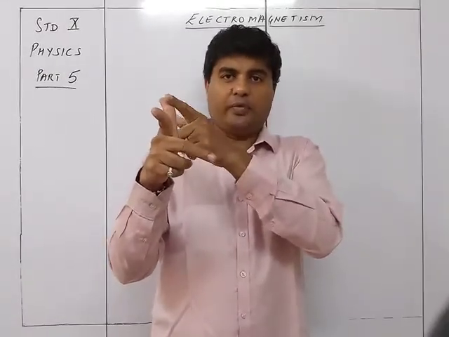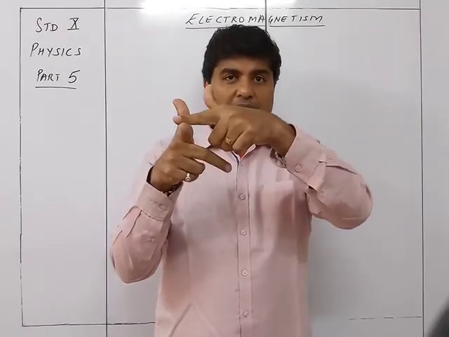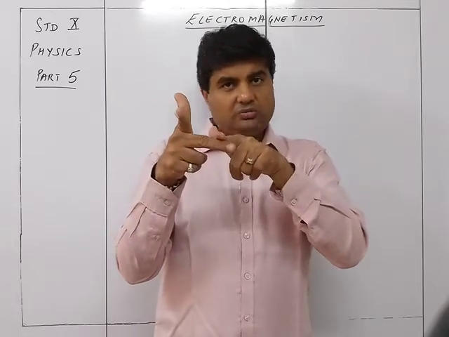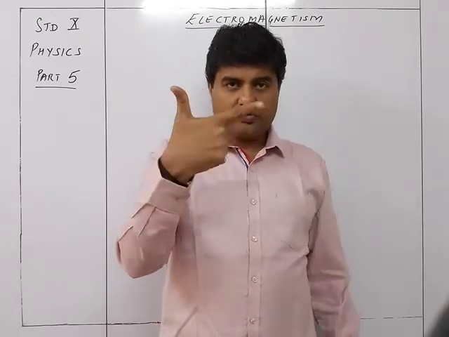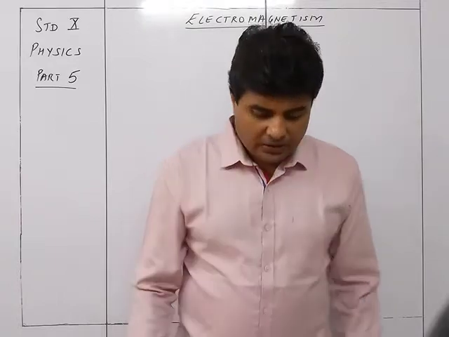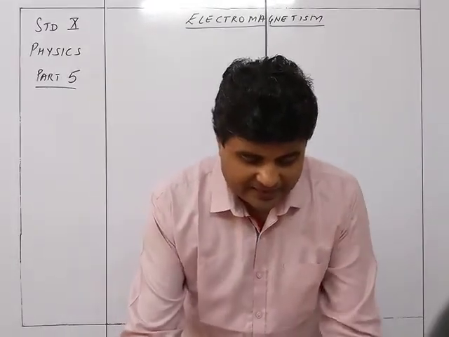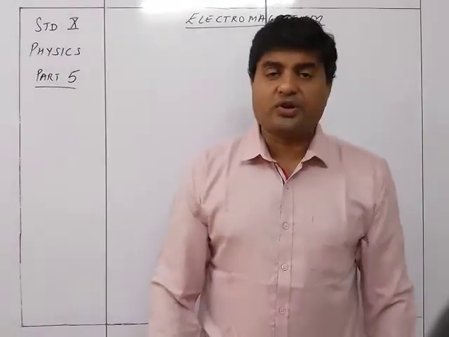Father is force, or we can say the direction of motion. Mother is the magnetic field. Child is the current. So it is this way, and they are mutually perpendicular to each other. It is given that the central finger indicates the direction of the induced current.